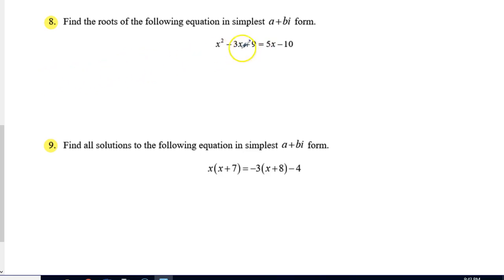Okay, so I'm going to get all the terms over to the left side, and when I do that I get something like this.